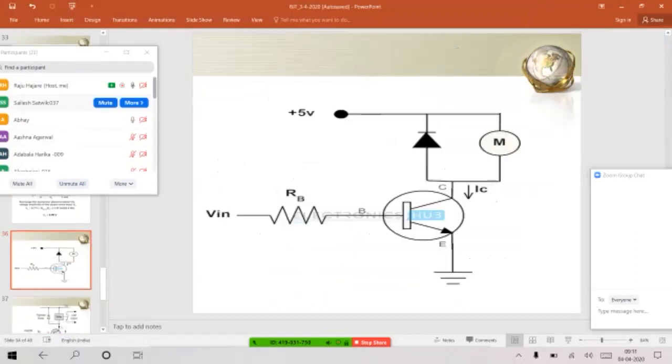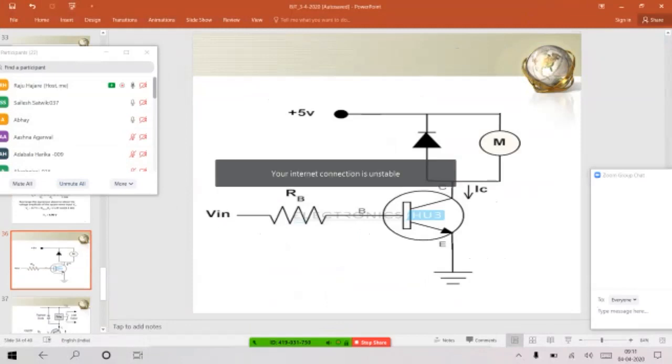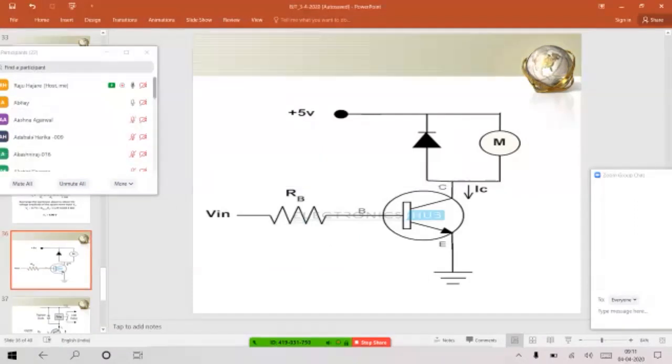Next, one more application of transistor as a switch: using a transistor to operate a motor. In this circuit, other than the transistor and the input side, input is given, RB is connected at the base, and this is an NPN transistor. At the collector region, the output circuit, there is a motor symbol, M.